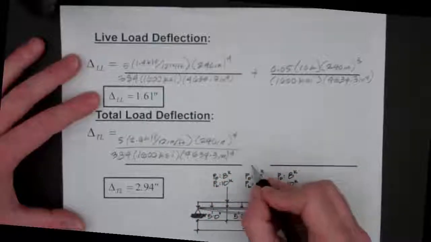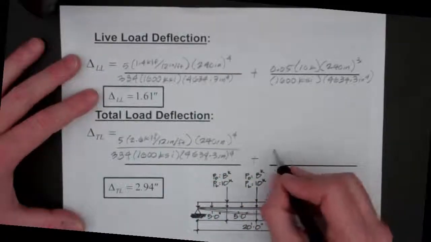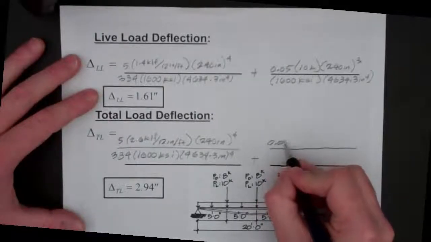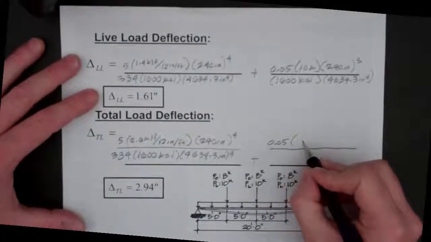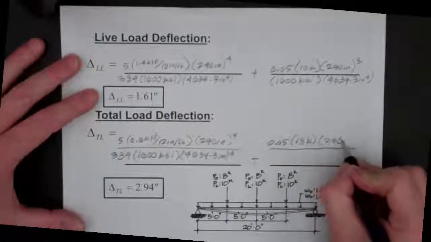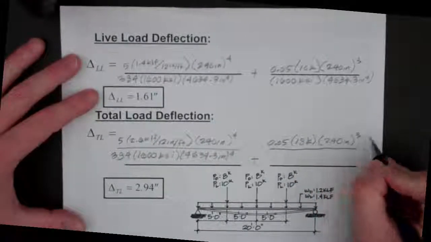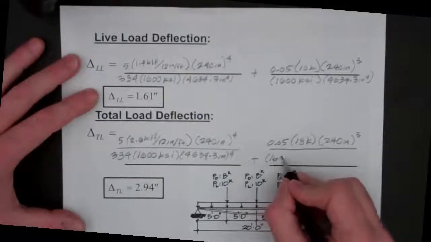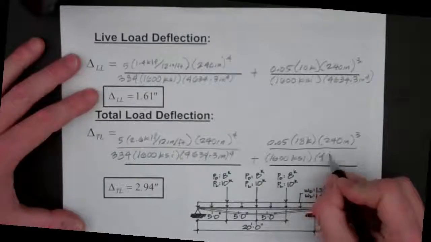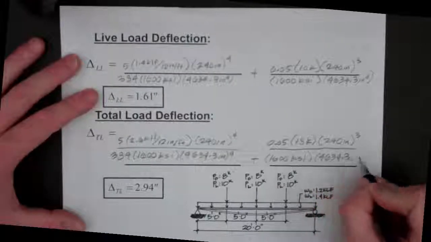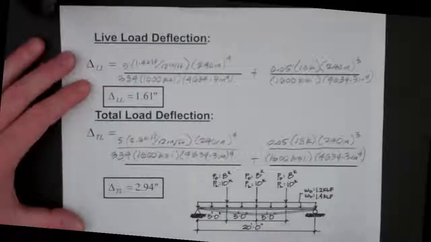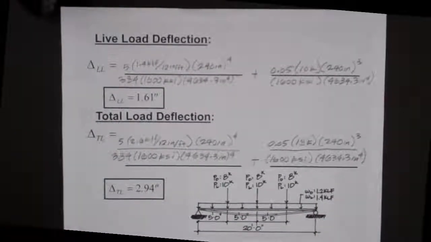And we're going to add all of this again to our point deflections, so our concentrated portion, which is 0.05 again, times the factored 18 kip load, that's our new factored load, times the 240 inch length cubed, all of this divided by 1600 KSI times 4,634.3 inches to the fourth, and that's going to get a total deflection of 2.94 inches. And that is going to be all for our statics and strengths review.